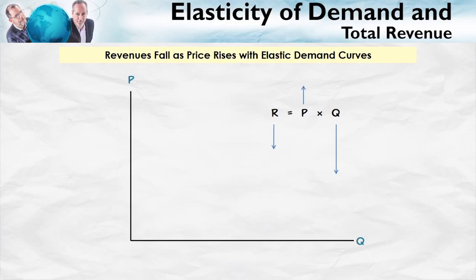And what type of demand curve is it? When price goes up by a little bit, quantity falls by a lot. What type of demand curve is that? That's an elastic demand curve. So revenues fall as price rises with an elastic demand curve.